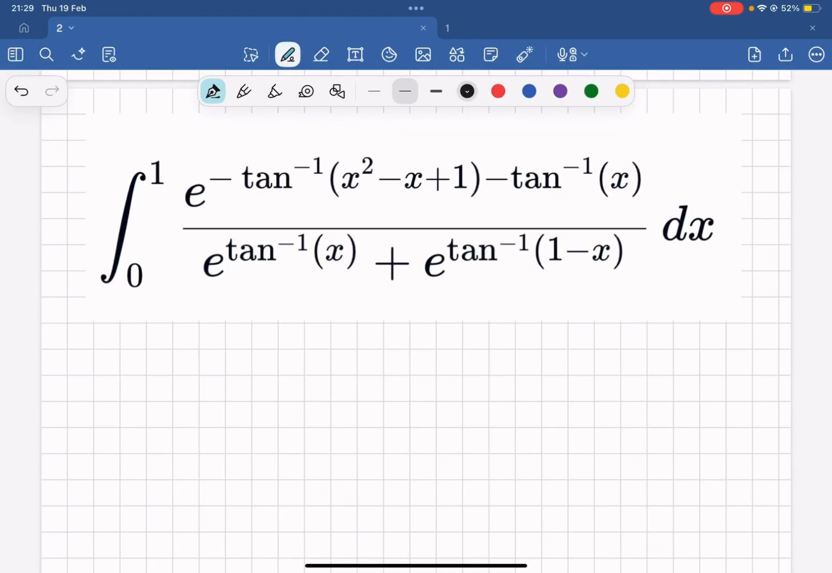Yes guys, we've got a question from the daily integral here. It looks quite tricky, but let's start. So we're integrating all of this from 0 to 1 with respect to x.